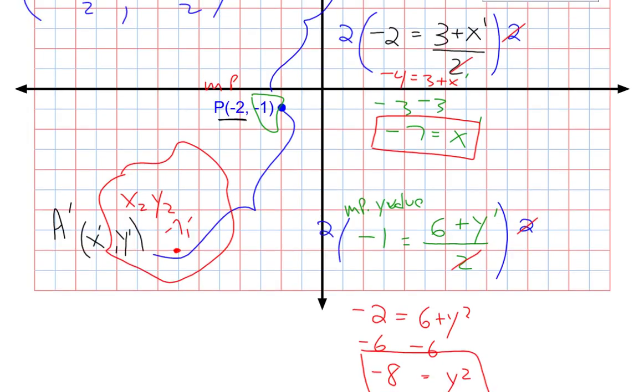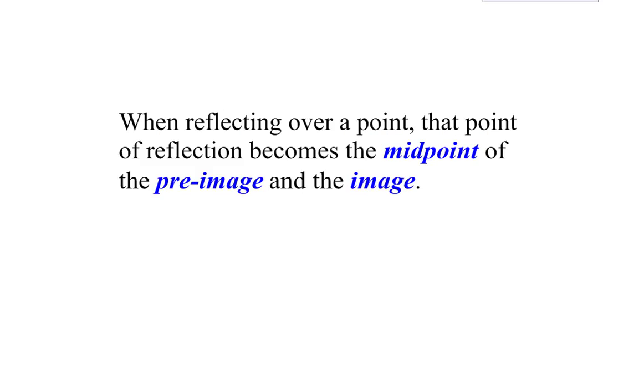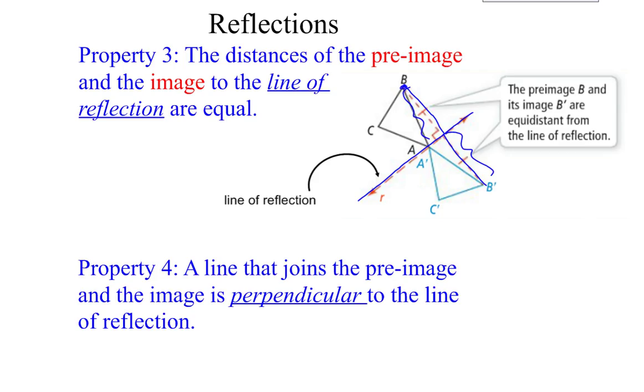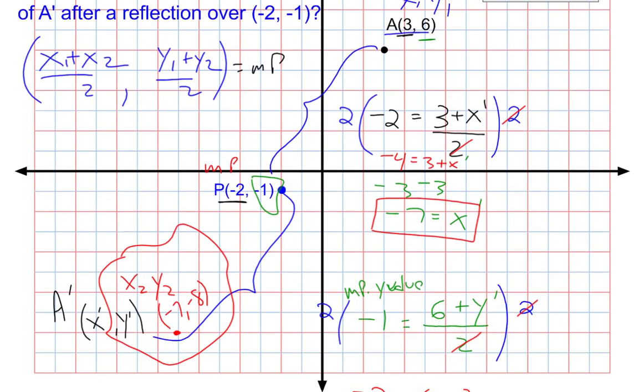So I have -7, -8 as the value of A prime. Those are the coordinates of A prime. Okay. So when reflecting a point over a point, that point of reflection becomes the midpoint of the pre-image and the image. In the same way that this point over here became the midpoint of B and B prime, in that same way, this point over here, namely -2, -1, became the midpoint of A and A prime. Here's another way of thinking about this.